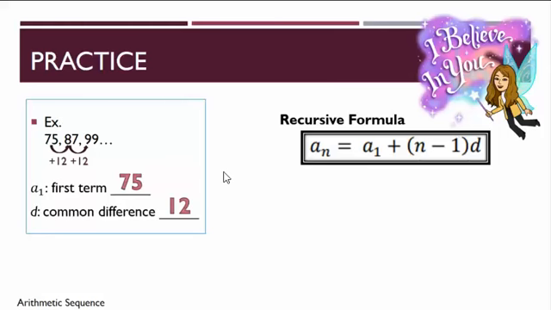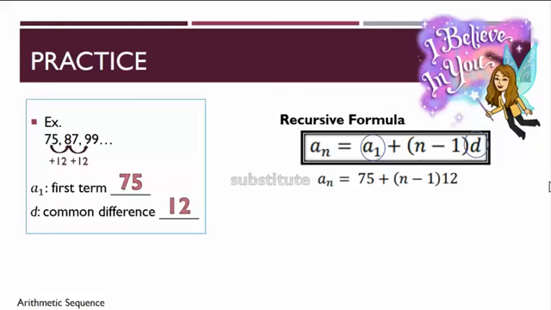I don't know what a_n is because they haven't told me anything about it yet. I don't know what term they're looking for, but I do know a_1 and I know the letter d. So I'm going to substitute the two things I do know, which are a_1 and d, making this my new equation: a_n equals 75 plus, parentheses, n minus 1 times 12.